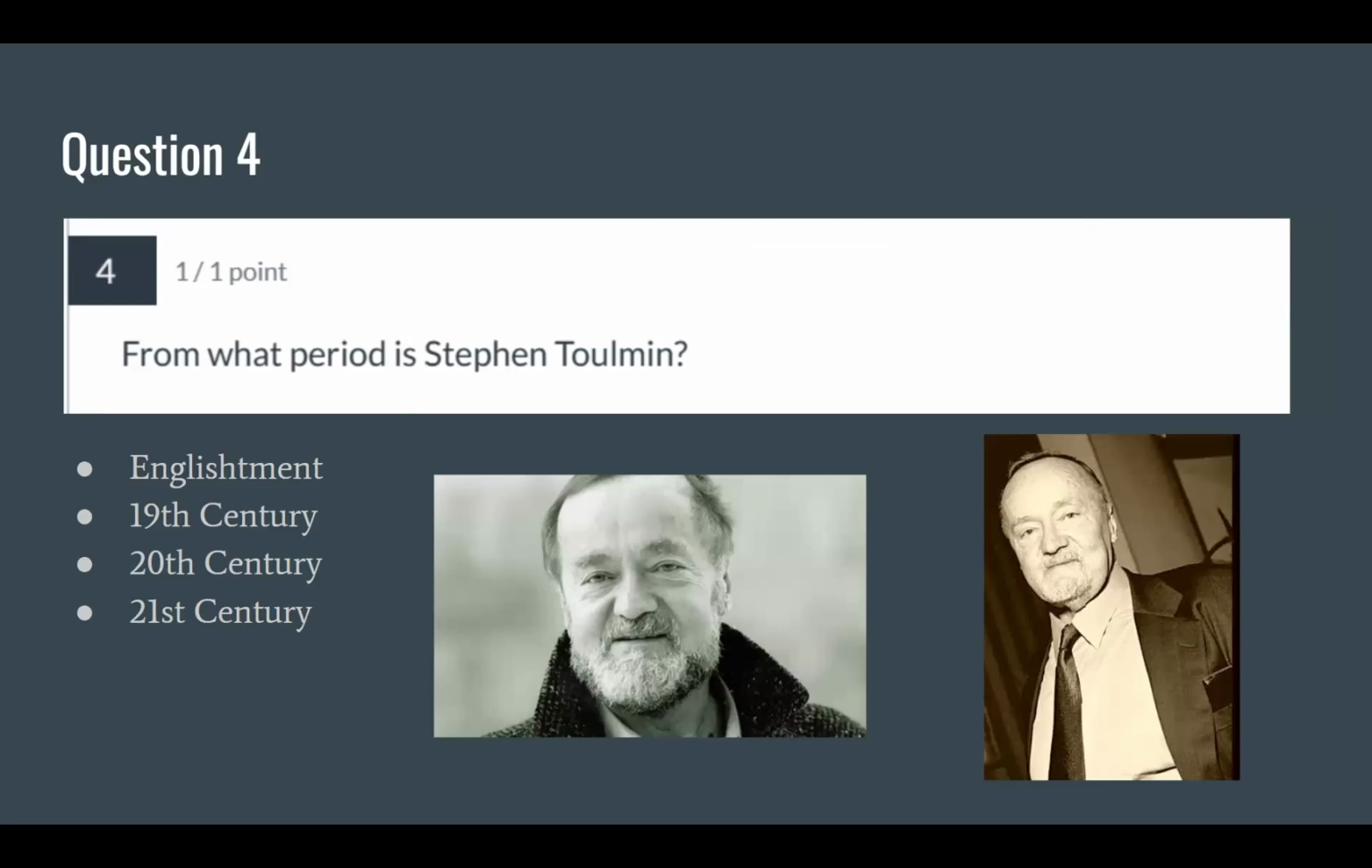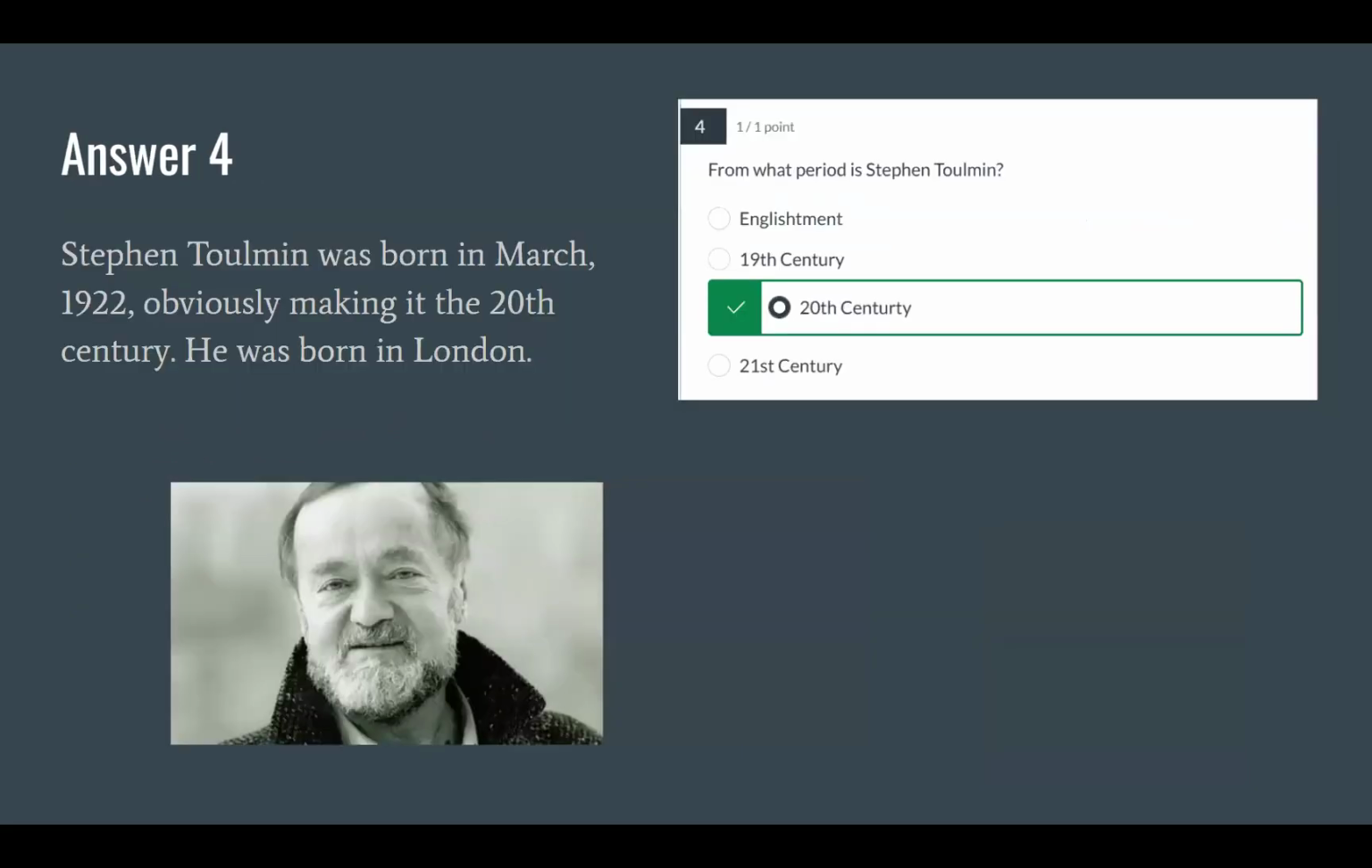From what period is Stephen Toulmin? It's going to be one of these four: Englishmen, I believe that's how you pronounce it, 19th century, 20th or 21st century. So Stephen Toulmin was born in March of 1922, making that the 20th century. He was born in London.